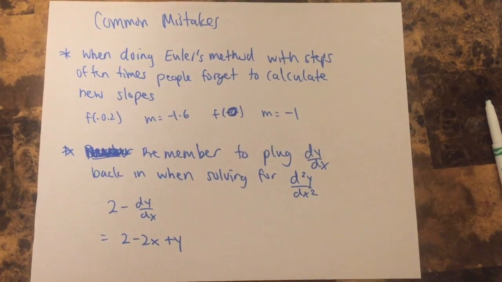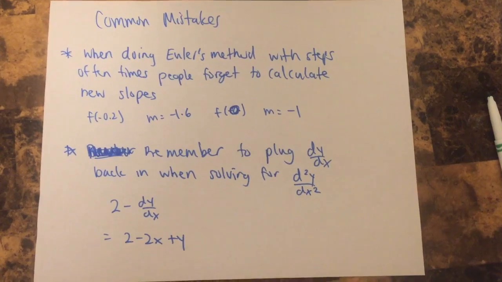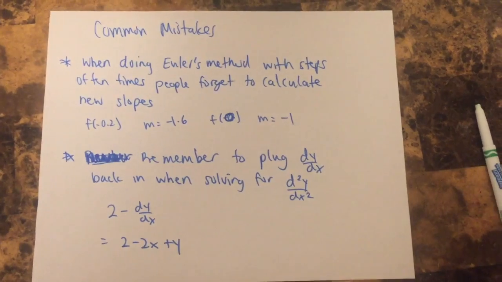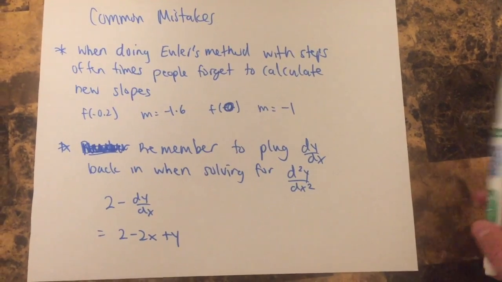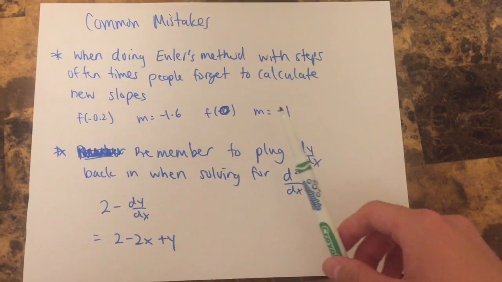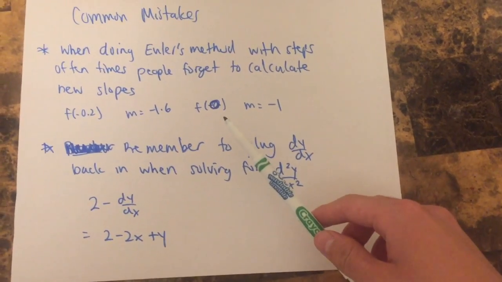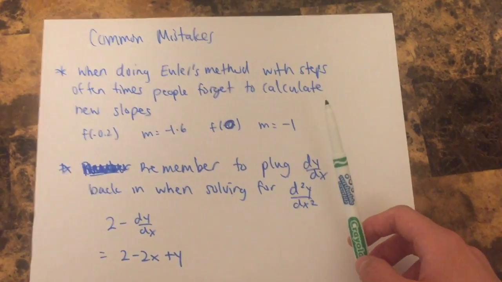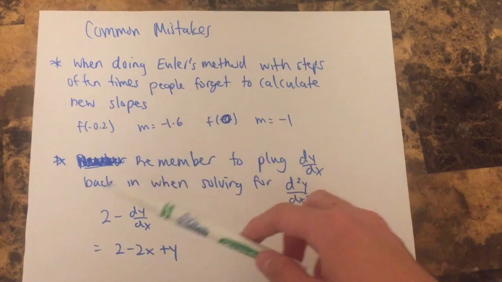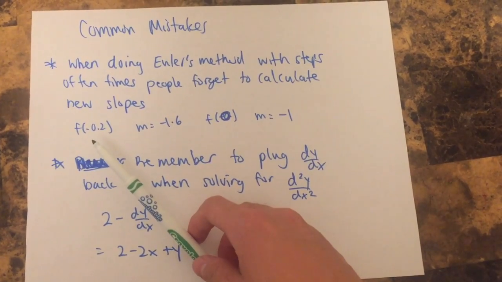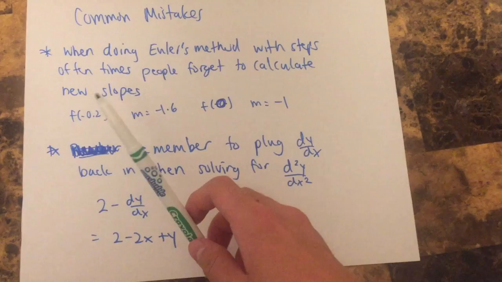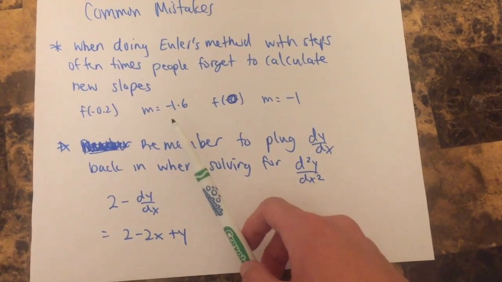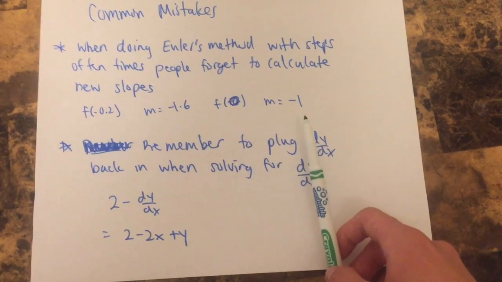So some common mistakes that people can make when solving this kind of problem is that when doing Euler's method with steps, oftentimes people forget to calculate the new slopes. So the initial condition was f of 0 is equal to 1, and you know that the slope is negative 1. And when you're doing the next steps, for example, when you get f of negative 0.2, when you write the equation for that, you want to calculate the new slope at that point. You don't want to be using negative 1 again.